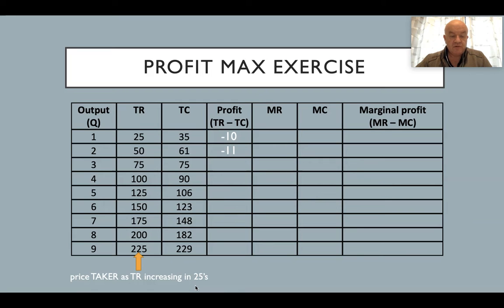Second instance, where we've gone to 2 units of output, our total revenue is 50, total cost is 61, so again our profit in this case is still negative. Well, it's not profit, it's a loss. Our total costs are higher than our total revenue, so we made a loss of -11.